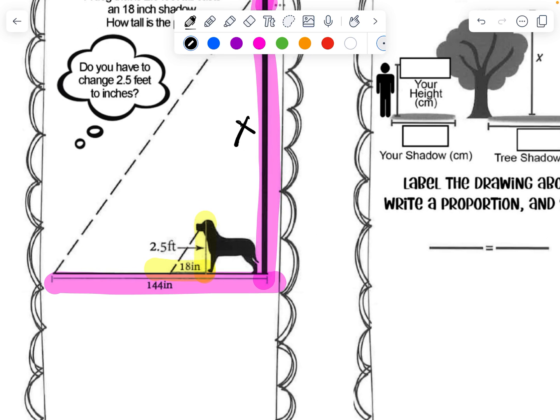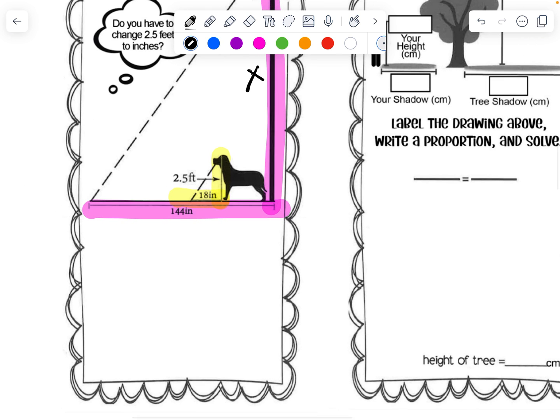Alrighty, let's start the proportion here. I'm going to do, as usual, height over shadow. And I'm going to start with the dog. The dog is 2.5 feet tall, and its shadow is 18 inches. We don't know how tall the pole is, and the shadow is 144 inches.